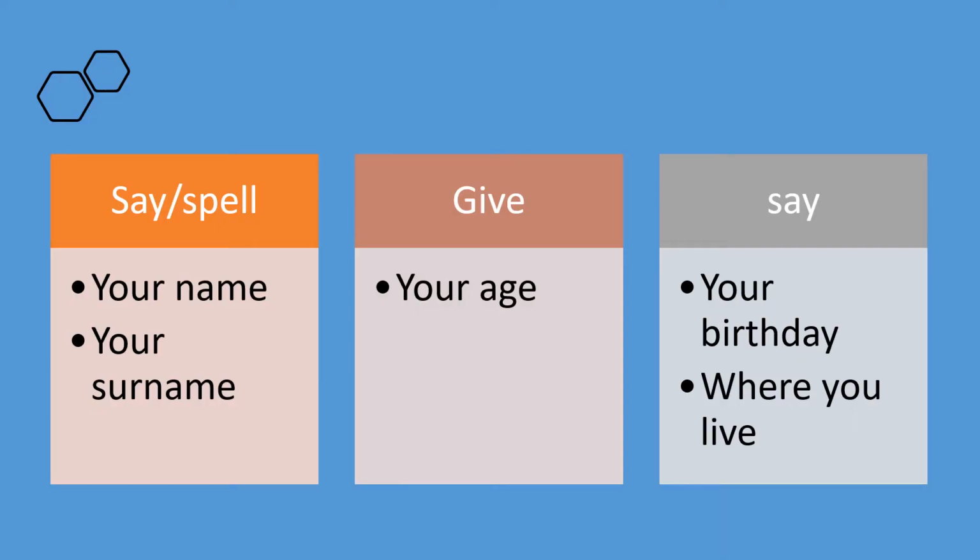So today you are going to learn to say your name, to spell your surname, to give your age, and say your birthday and where you live. So we have basically done everything except where we live. That is the new thing which we are going to learn today. Okay, so that is a recap. Are you ready? Vous êtes prêts? Allons-y.